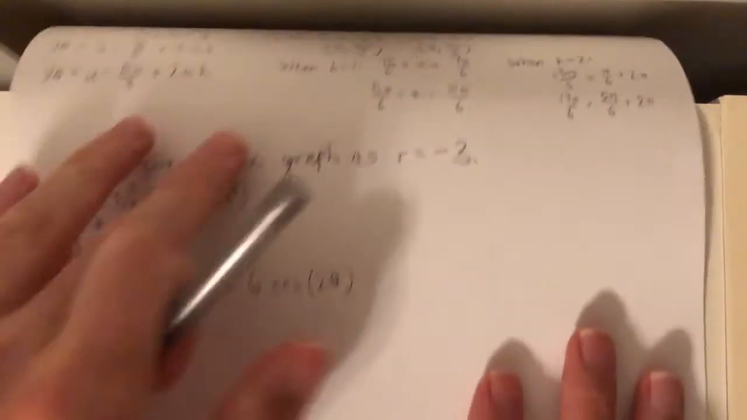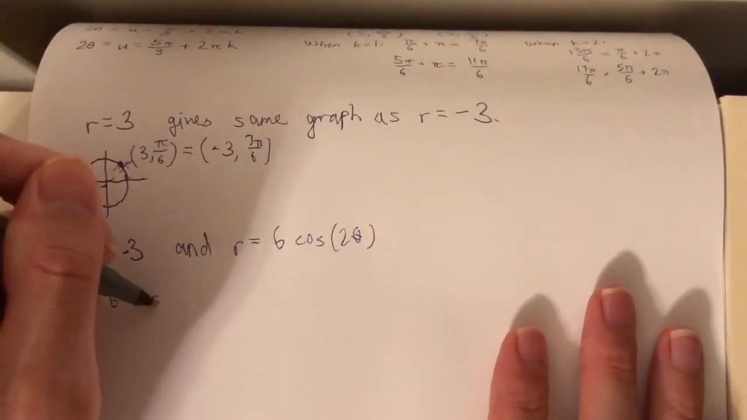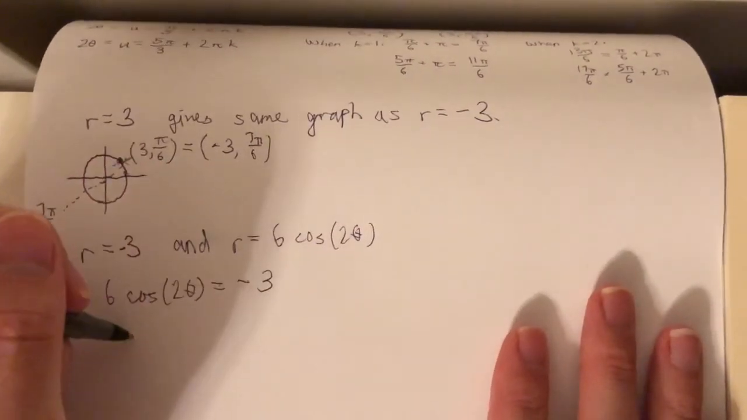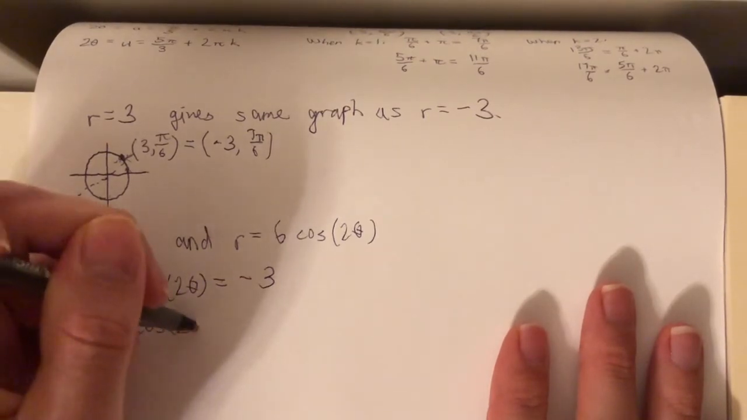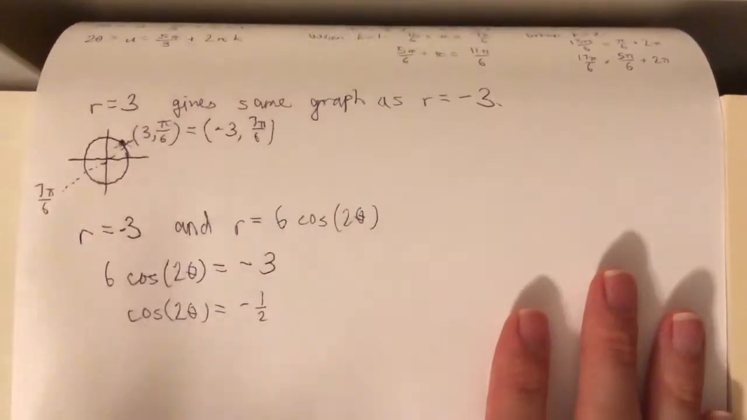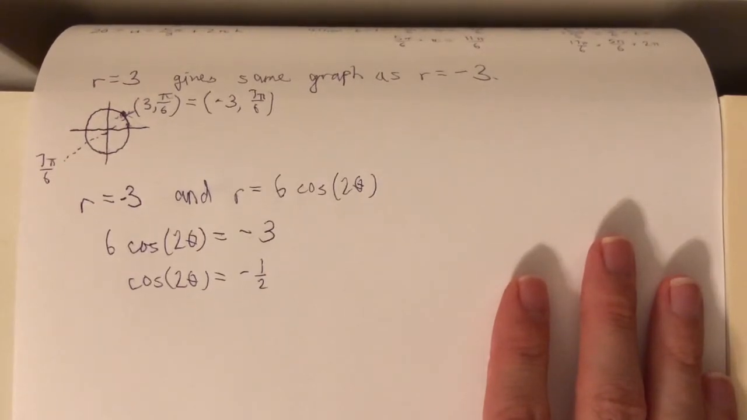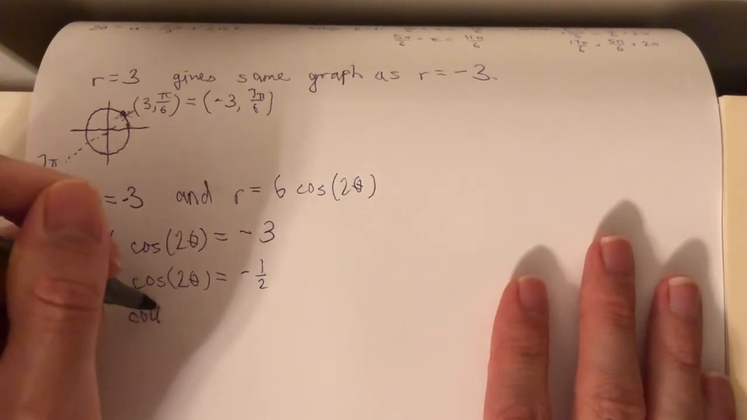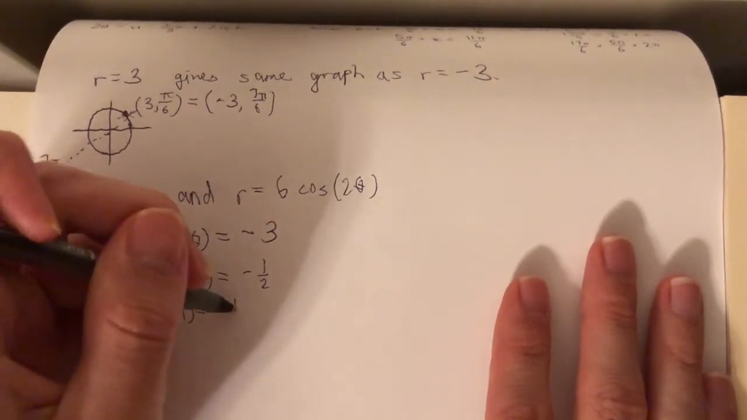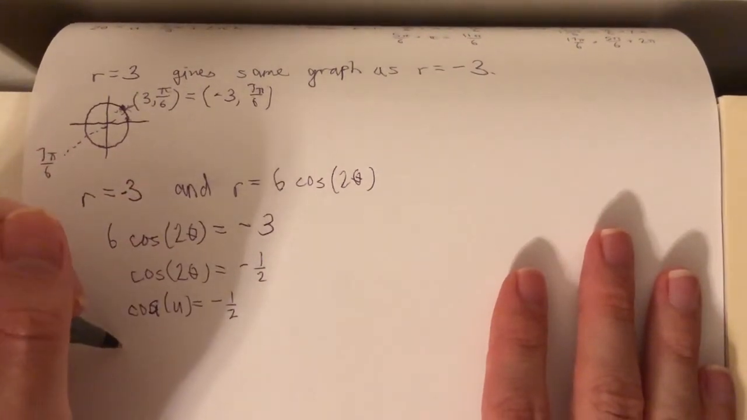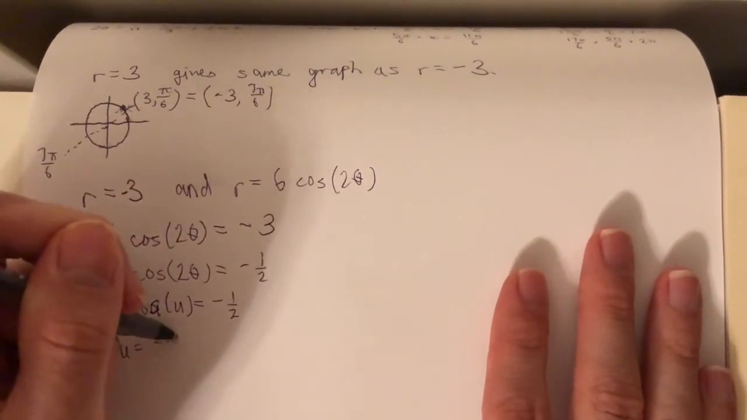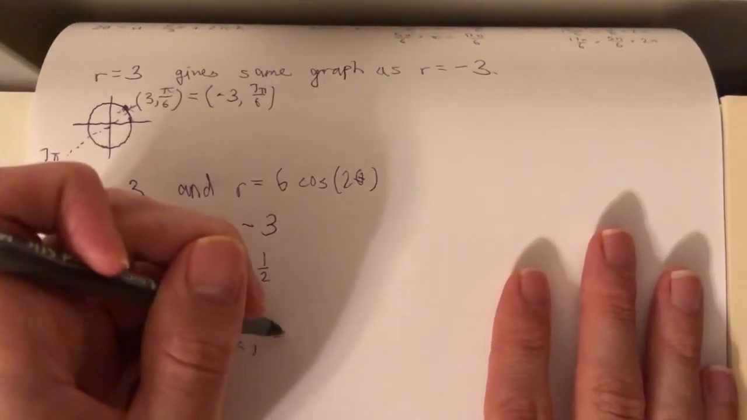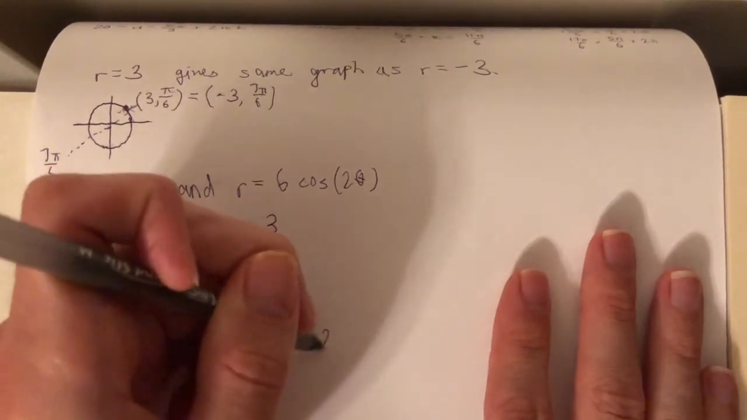So I get 6 times cosine of 2θ equals negative 3. So cosine of 2θ is negative 1/2 this time. What that's going to give me, if I look at cosine of u equals negative 1/2, is u equals 2π/3 plus 2πk, and u equals 4π/3 plus 2πk.